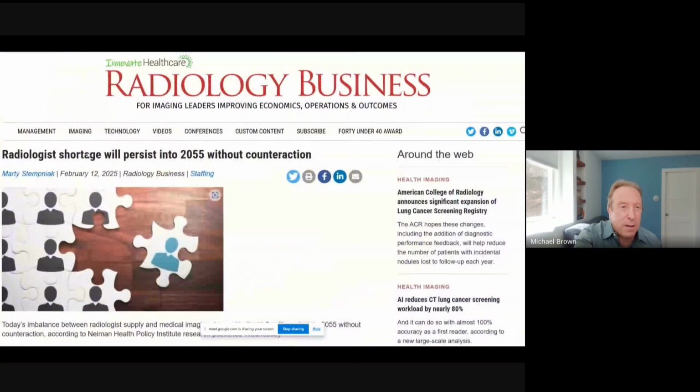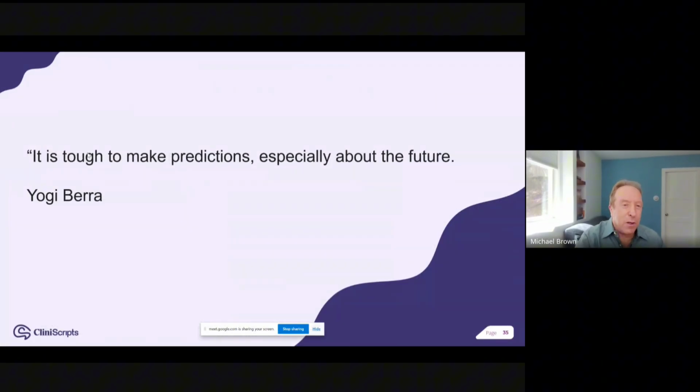I happened to find this article this week. Radiologist shortages will persist into 2055 without counteraction. So clearly he was wrong, and I don't want to pick on him too much because he's obviously a brilliant guy, and I'm not sure if I was in that situation I'd do any better. But I want to give him credit. But I do want to point out that people are making a lot of predictions, and it's hard to predict the future. As Yogi Berra said, it's tough to make predictions, especially about the future.